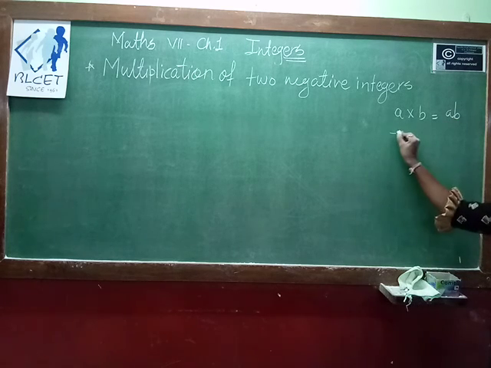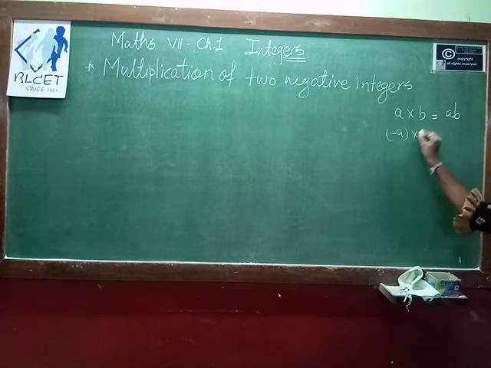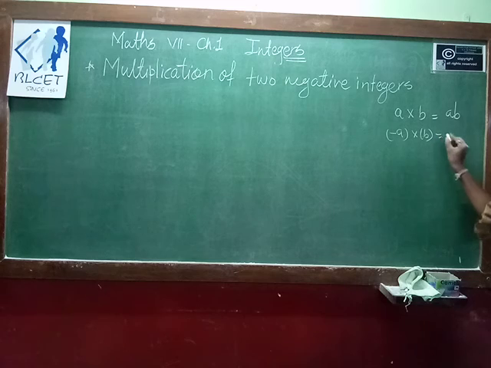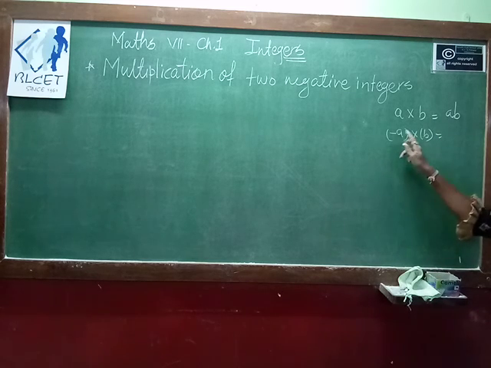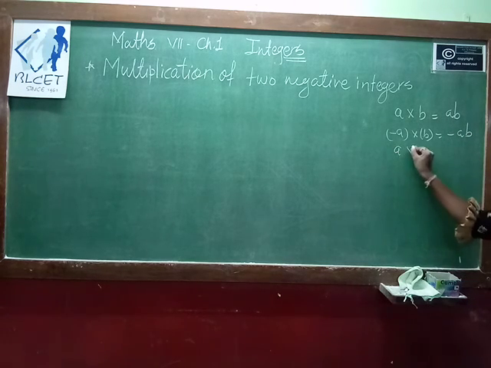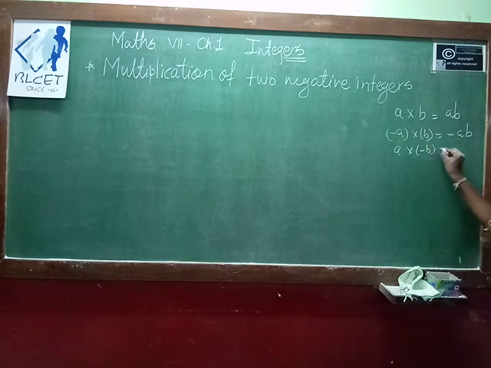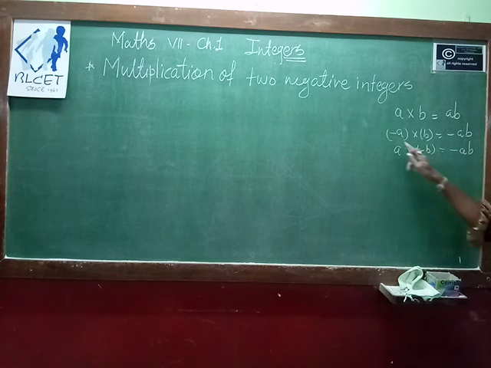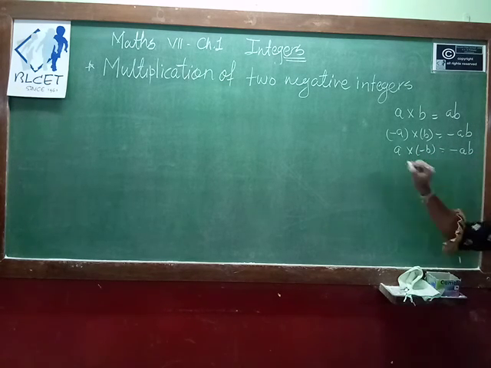But suppose any one of them is negative. Either minus A, the first integer, is negative: negative into positive, when you multiply, you get a negative answer. Positive into negative, you again get a negative answer. Means if any one integer is negative, your answer is always negative.